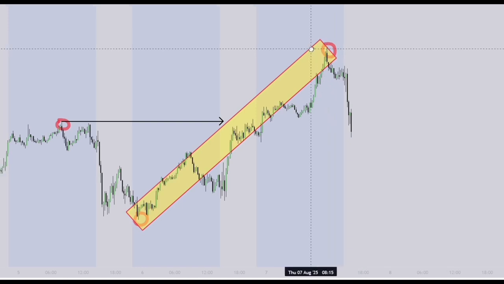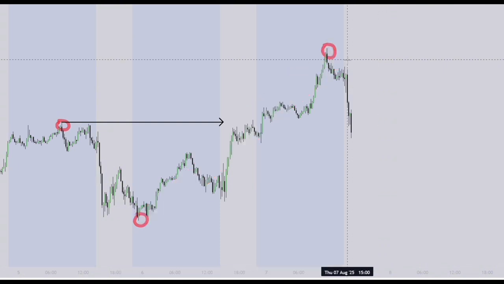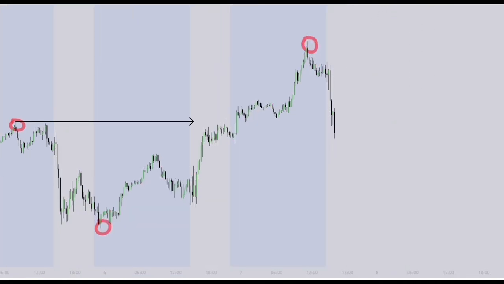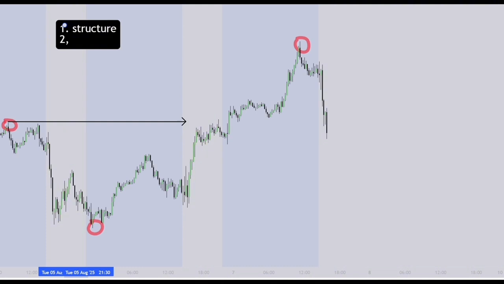Anything in between this dealing range is indeed internal structure, and you really want to be ignoring the internal structure, right? It's just noise. You want to ignore the internal structure. So that is step number one. I'm just going to mark this out. Step number one is structure or market structure. Step number two is the dealing range, right? So step number two is the dealing range.